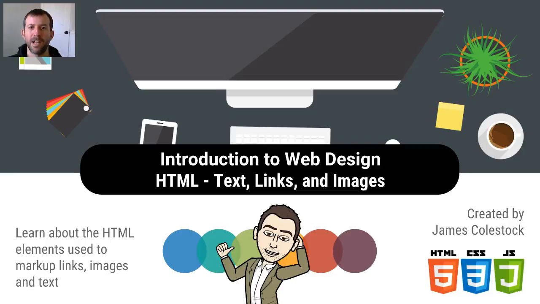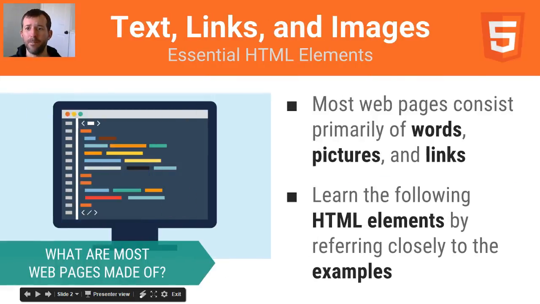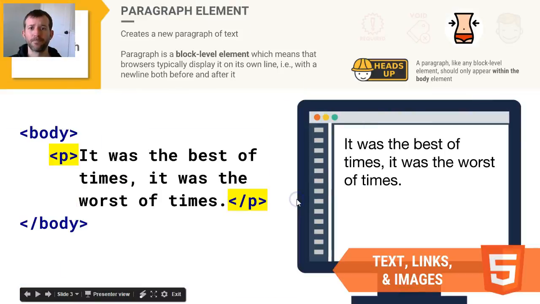Today we're going to talk about how to add text, links, and images to your web pages. We're going to be learning the most commonly used HTML elements and how to write their tags. Text, links, and images. Most web pages consist of words, links, and images. So today we're going to talk about how to add words, links, and images to your pages. Make sure that you refer really closely to the examples and that you try them yourself.